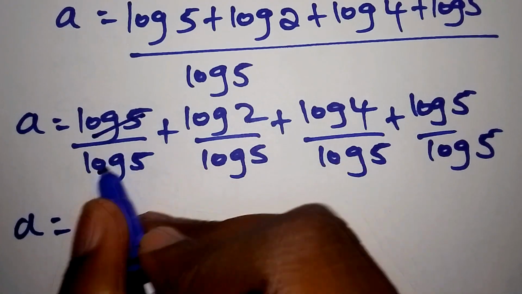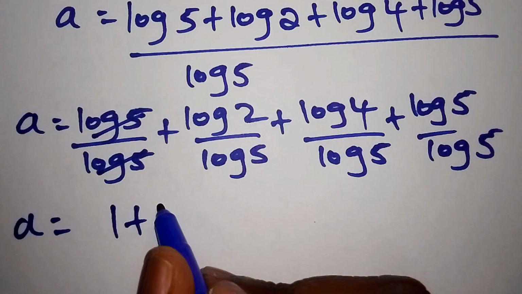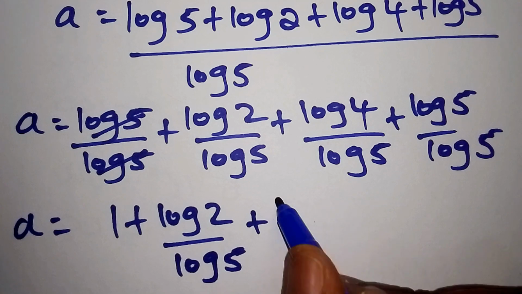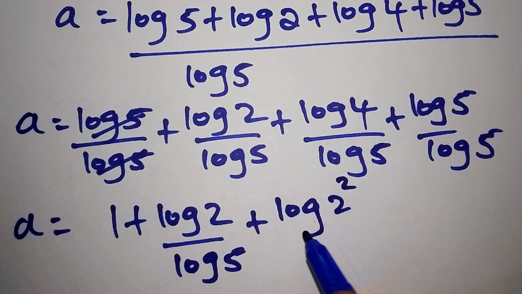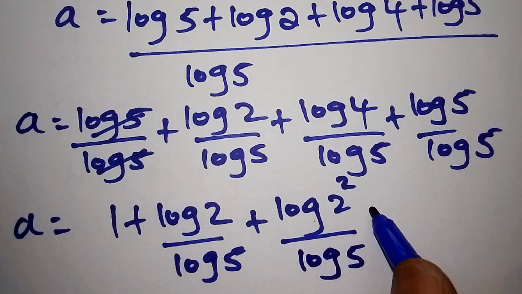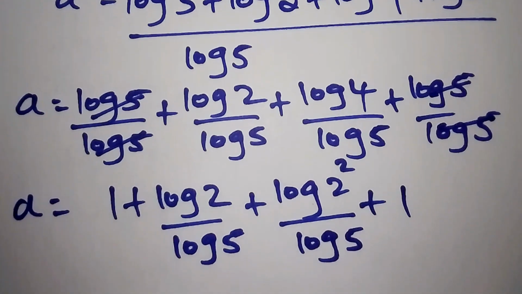When we cancel everything out, we remain with a equal to: log 5 and log 5 cancel, so we have 1, plus log 2 over log 5, because we cannot cancel that one out, plus log 4, which can be written as the log of 2 to the power of 2, all over the log of 5, plus log 5 and log 5 cancel, so we remain with 1.